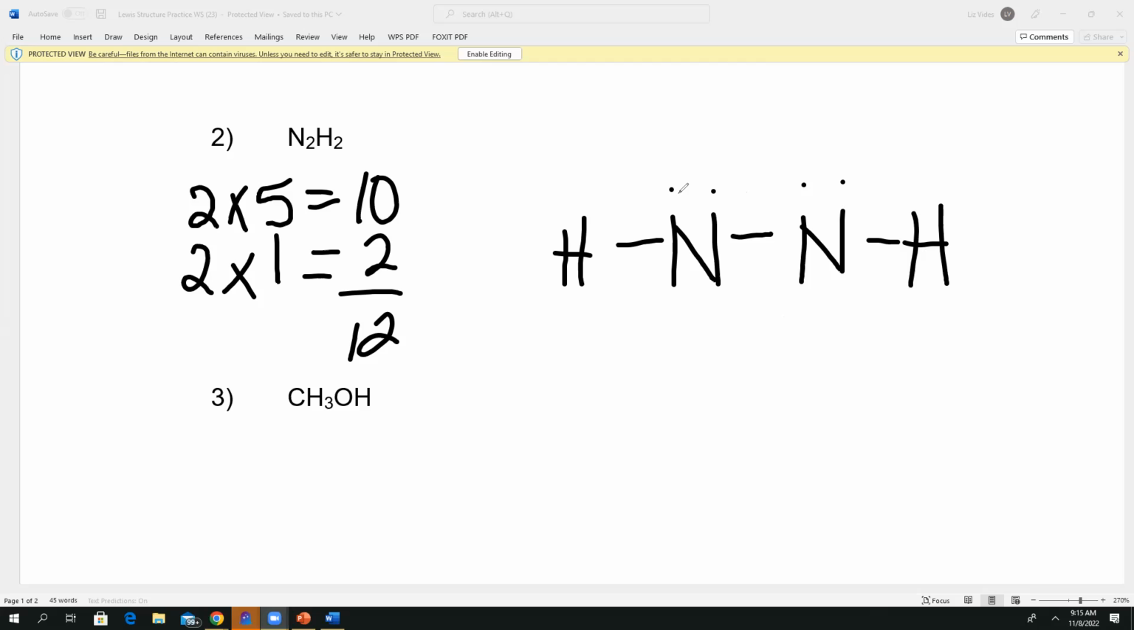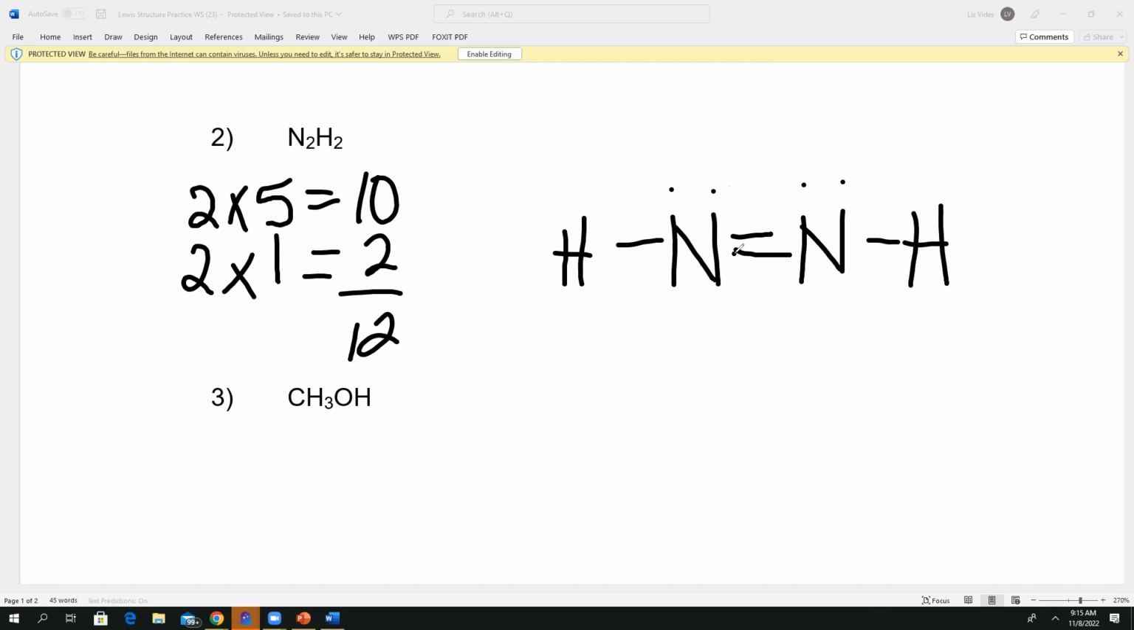And now let's see, 2, 4. So each one of these has 6, but actually 6 on this one and 4 more. So that's only 10. So something's missing. All right. You notice that we needed a pair somewhere in the middle here.